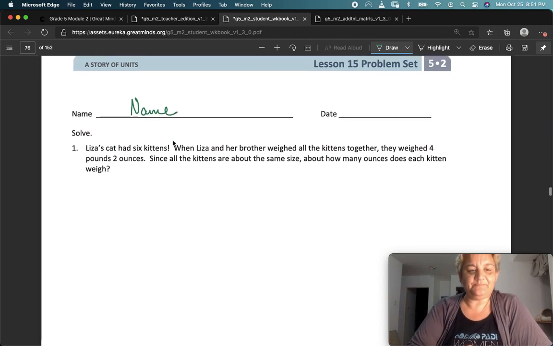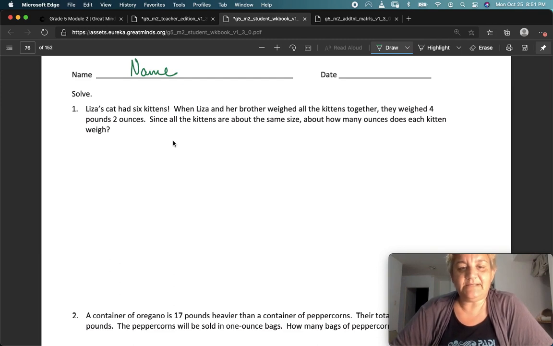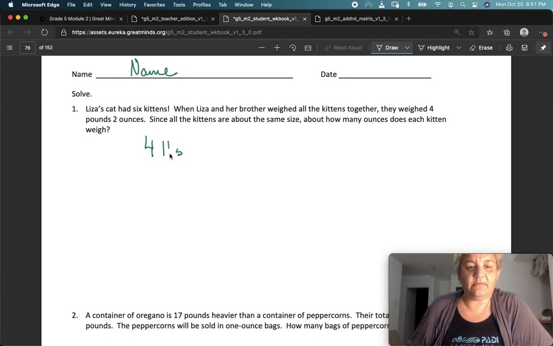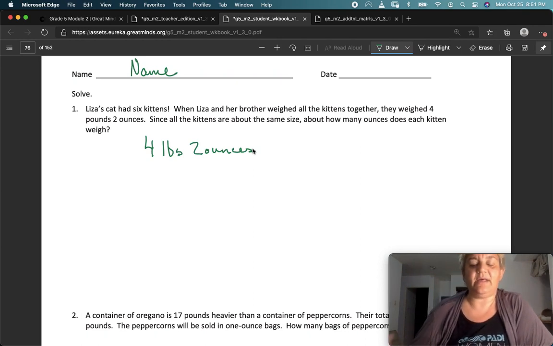And number 1. Liza's cat had 6 kittens. When Liza and her brother weighed all the kittens together, they weighed 4 pounds and 2 ounces. Since all the kittens are about the same size, about how many ounces does each kitten weigh? Okay, so what we're going to have to do is convert this all to ounces and then divide by the number of kittens. Now there are 6 kittens, right? So first of all, we're going to convert this 4 pounds to ounces.